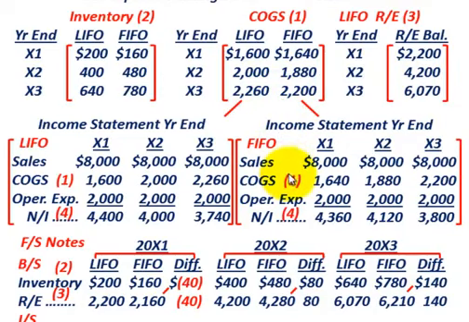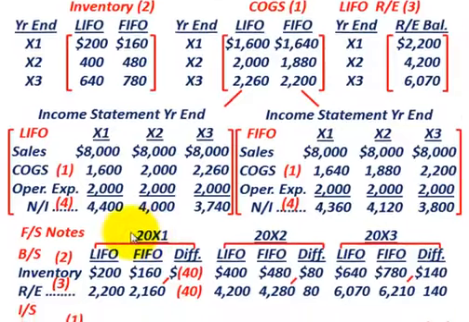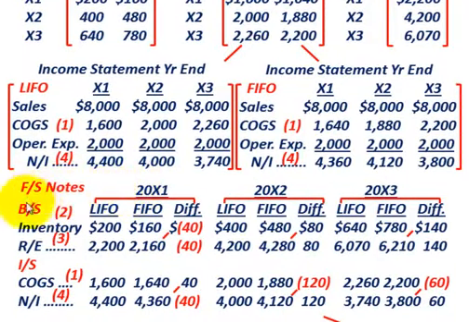Now what we have to do is add notes to our financial statements. This is where we have to look at our balance sheet, our inventory account, and also our retained earnings account. We're going to have to make our comparison here from LIFO to FIFO and look at the difference. We'll go through these. And then we also have our income statement. We have to show what our changes were on our income statement, here's the cost of goods sold and our net income. So again, we're looking at LIFO versus FIFO and the difference.